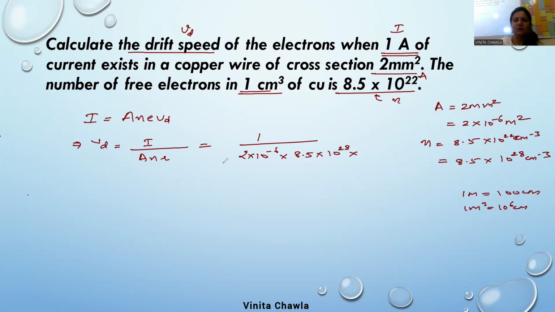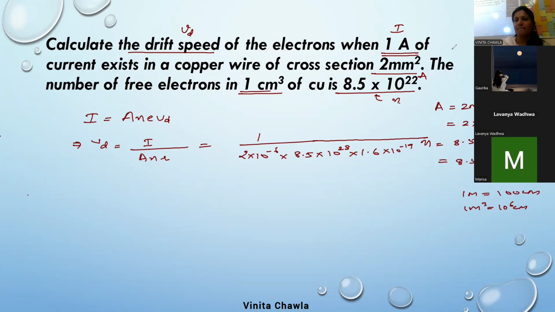And this is charge on one electron. It is 1.6 into 10 power minus 19. Have you got the answer? Lavanya? No, ma'am. It's 3.6 into 10 raised to the power minus 5. Are you getting the same answer?